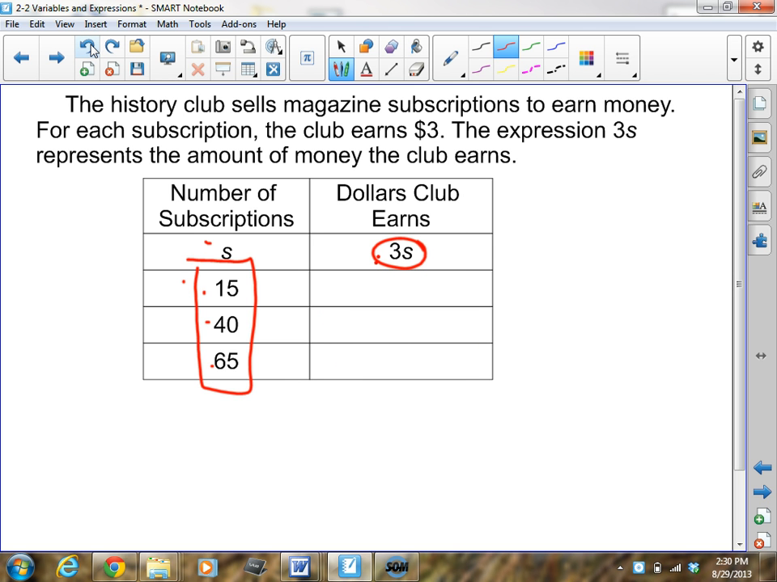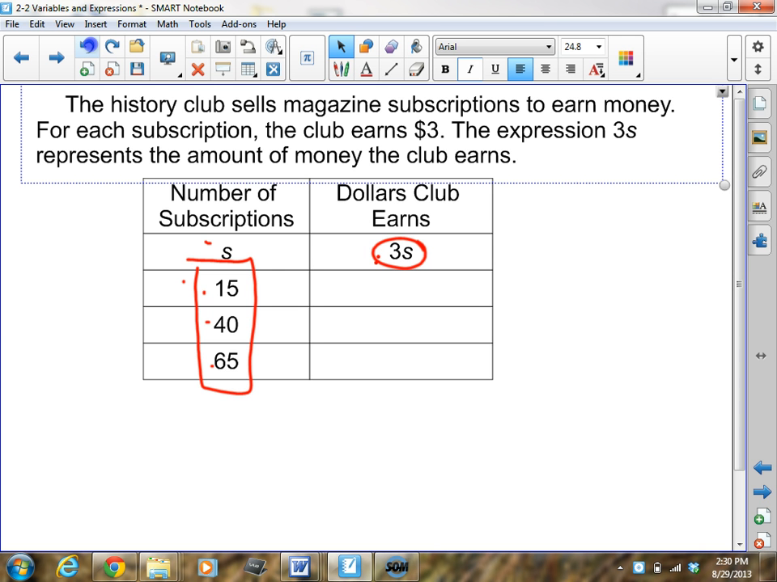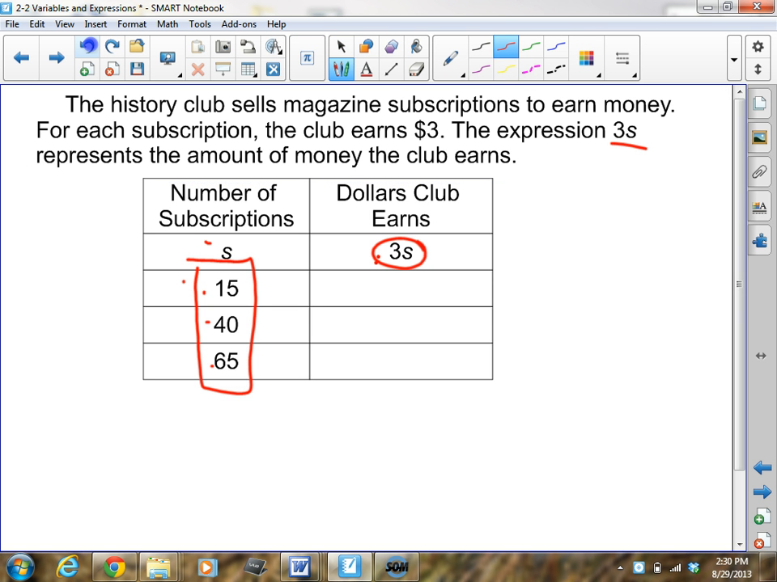All right, so let's go ahead and read this and solve. It says, the History Club sells magazine subscriptions to earn money. For each subscription, the club earns $3. The expression 3s, that's our expression, represents the amount of money the club earns. So s is the number of subscriptions. So if they sold 15 subscriptions, they would earn $45 because 3 times 15 is $45.